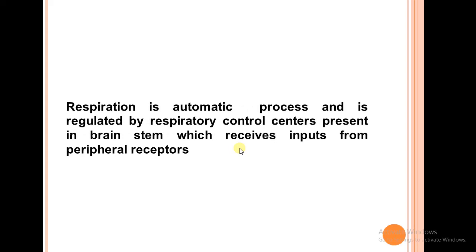Another very important point to remember is that respiration is an automatic process. It means it is occurring on its own. It is not under our voluntary control. It is regulated by the control centers which are present in the brain stem. These are called respiratory control centers. Now, to perform their function, the respiratory control centers receive input from the receptors which are present in different parts of the body. They guide these respiratory control centers to control the function of respiration, which is performed by the lungs.